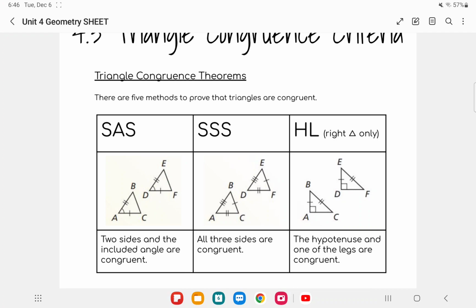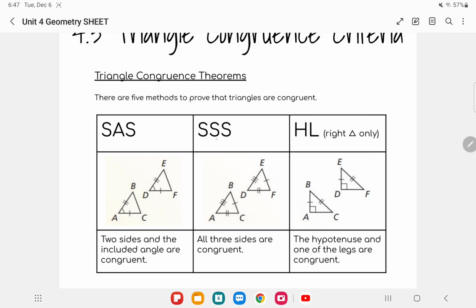Side, angle, side. That means that 2 sides and the included angle are congruent. See, in this first one, the side here and the angle here and the side here are all congruent to the side, angle, and side over here. So if I have side, angle, side that are congruent, that means my whole triangle is congruent.